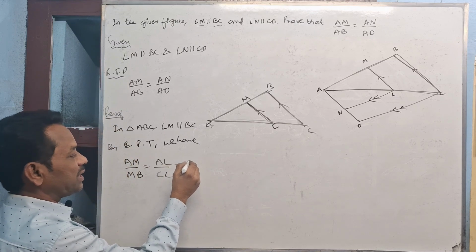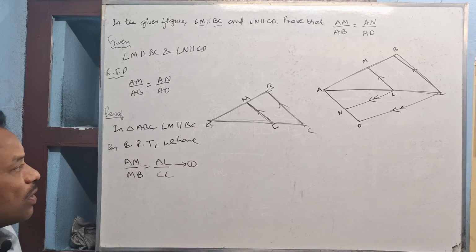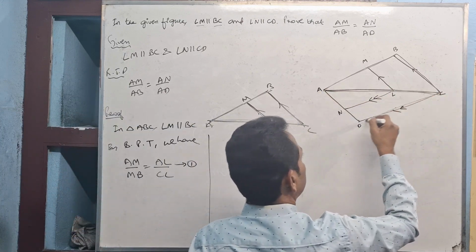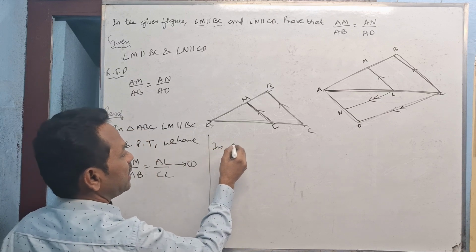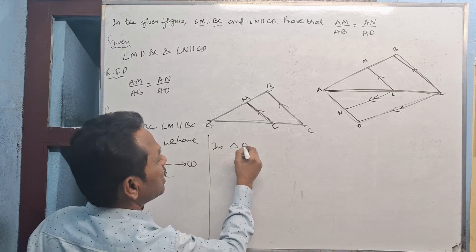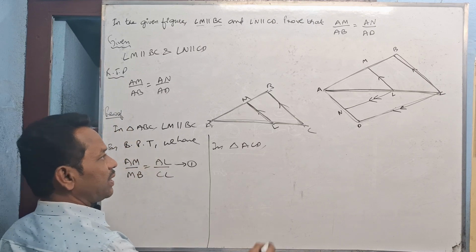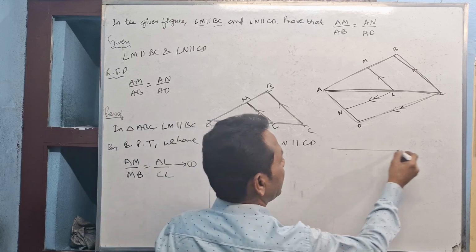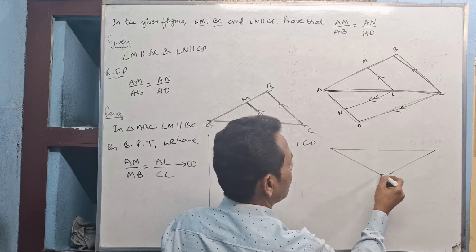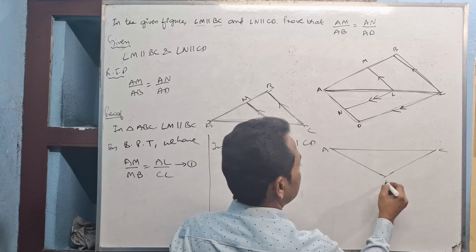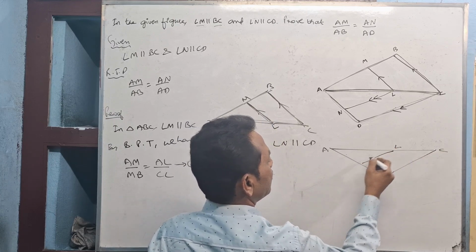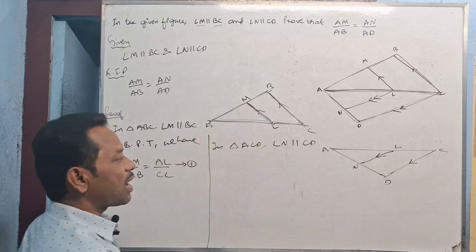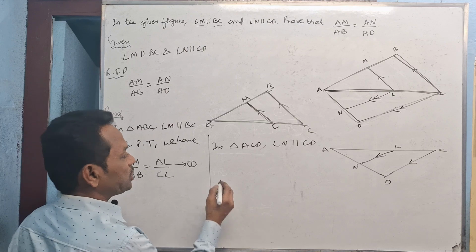Let me take this as equation 1. Now let us go for the second triangle, which is the one below. In triangle ACD, given LN is parallel to CD. Let me draw the figure. This is A, this is C, this is D, and our LN is this. Given this is parallel to this line, I can apply the basic proportionality theorem here.